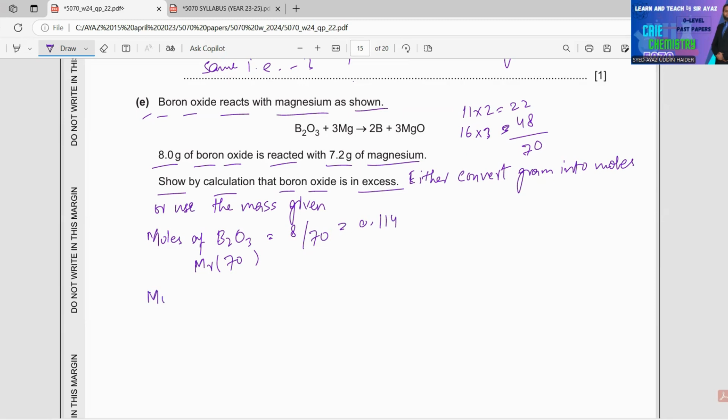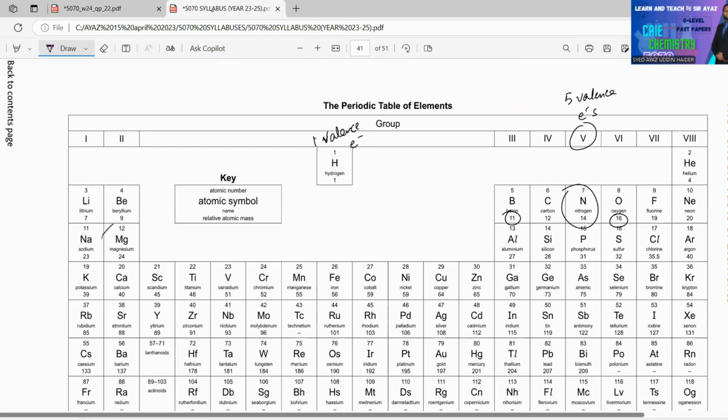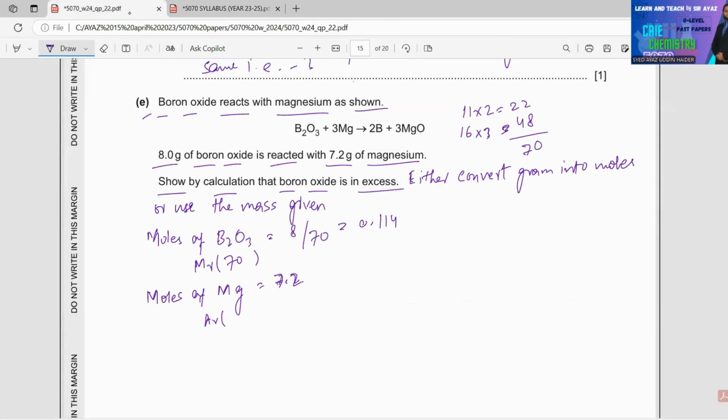What about the moles of Mg? We have 7.2 grams. So in this case, we need the AR of Mg. Here Mg is 24. So you divide 7.2 by 24, it becomes 0.3. 0.3 moles of Mg. Now start comparing.